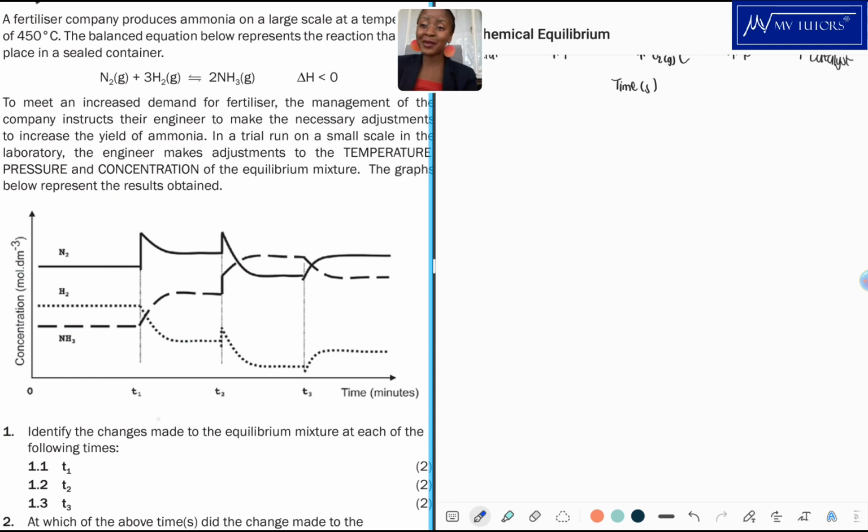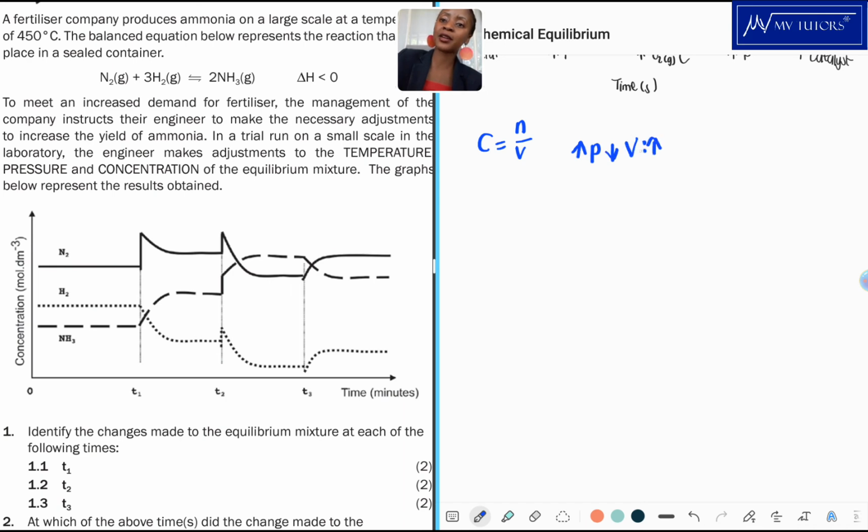Everything has a sharp increase. Remember what differed between the number of moles versus time and the concentration versus time graph is when it came to pressure. With concentration versus time, when you increase the pressure, again, remember C is equal to n over V. The higher the pressure, the lower your volume.